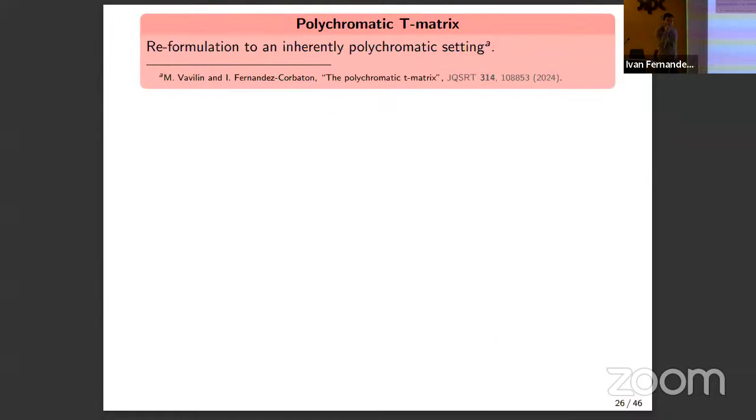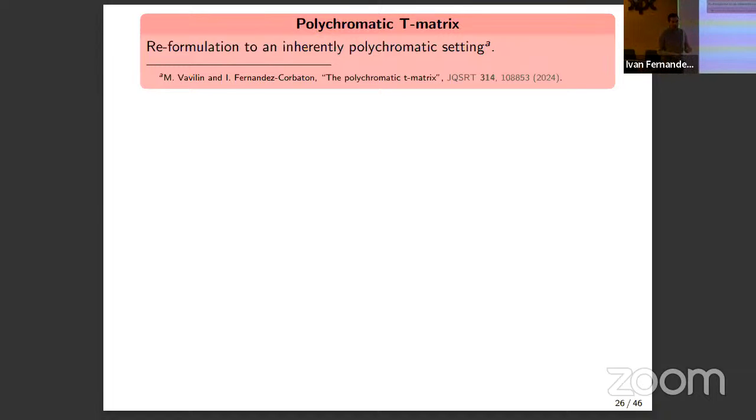Now, I haven't explained this, but the T matrix has been until recently mostly considered for monochromatic light. Okay, just one frequency in, the same frequency out. This we have generalized recently into something that is entirely polychromatic. Now, you can say, well, we just do some Fourier transforms. Sure, you can try. Yeah, it's possible. I believe one can do it.